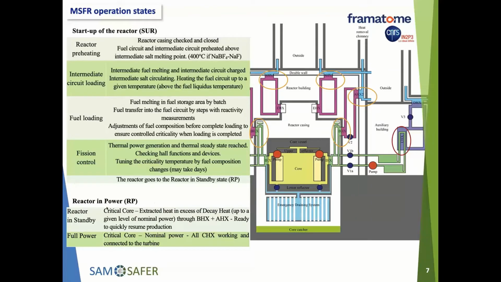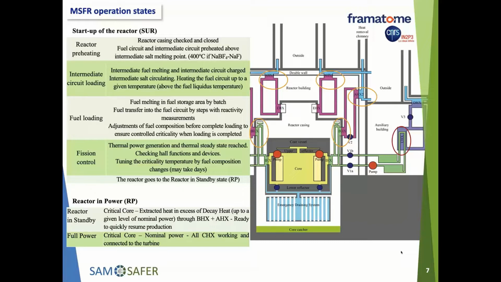Thank you. So, reactor in power. We have first reactor in standby. The core is critical, we have to check it. We extract only decay heat in the heat exchangers. As you see, in this state we use the heat exchangers in orange on the figure on the right, so it means the BHX and AHX. So they are additional exchangers just to extract decay heat.